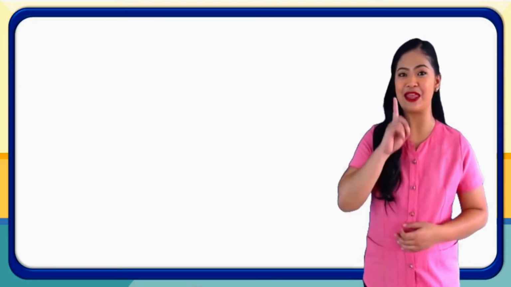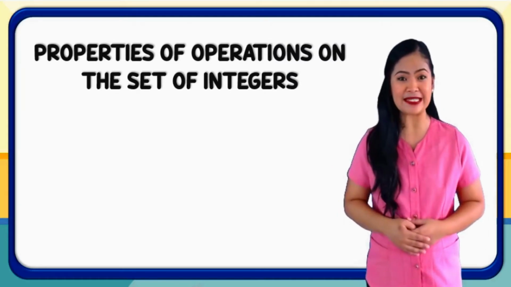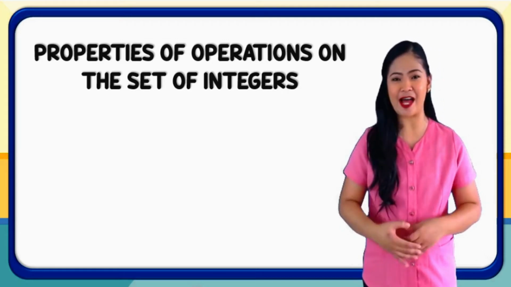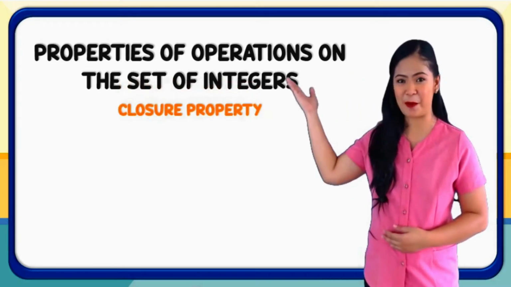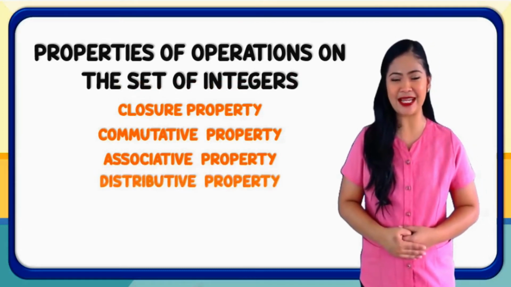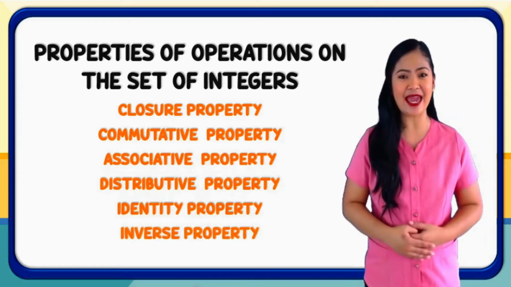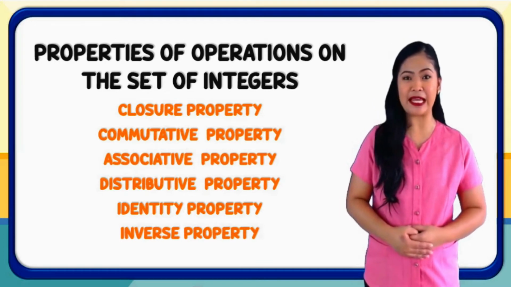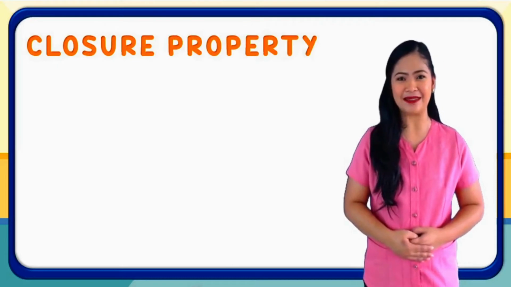Let us discuss the first one. So, what are these so-called properties of operations on the set of integers? Well, we've got 6 properties on the list. We have closure property, commutative property, associative property, distributive property, identity property, and inverse property. Let us discuss these properties one by one, starting with the closure property.